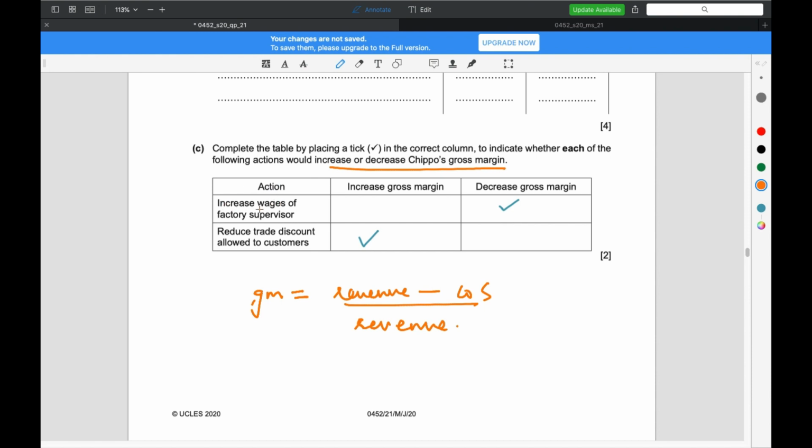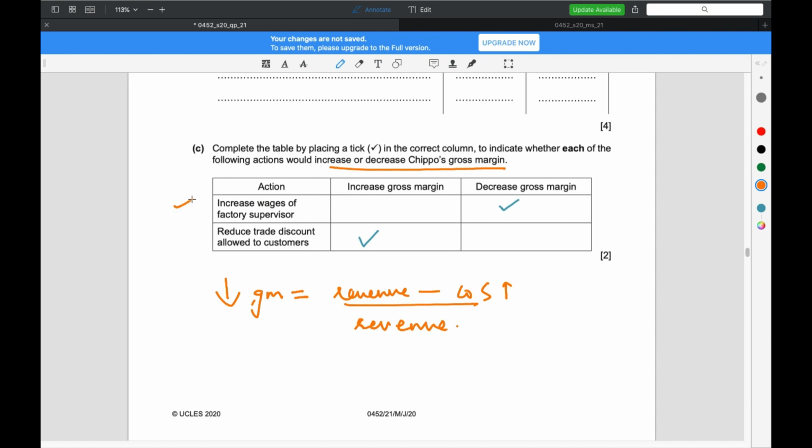So the action, increase wages of factory supervisor. The problem with this is that if the factory supervisor's wages increase, that means that the cost of sales increases, right? And if the revenue stays the same and the cost of sales increases, that means that the gross margin is going to decrease, right? Because it's on the numerator, so it has a direct relation with the gross margin. So that is that. Increasing the wages of the factory supervisor is going to decrease the gross margin.